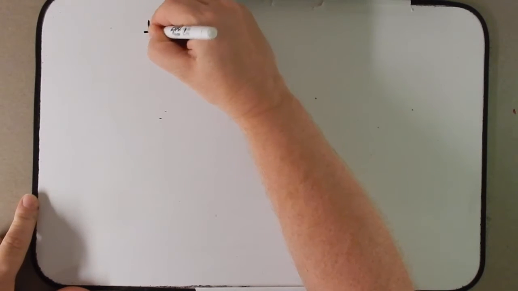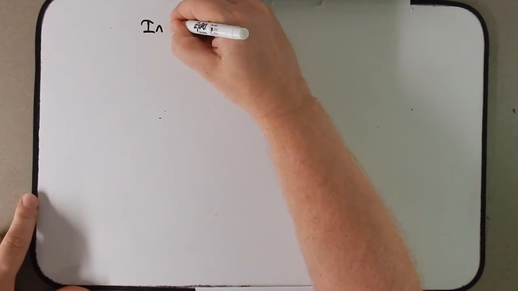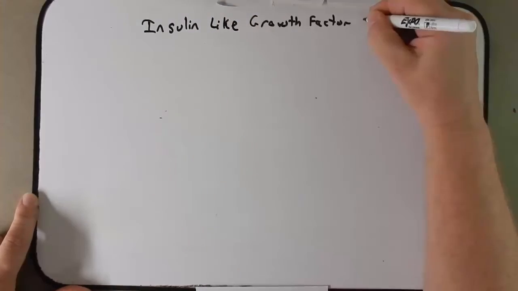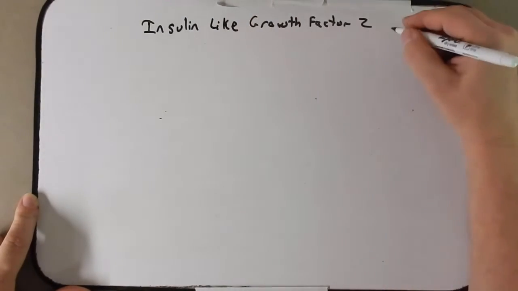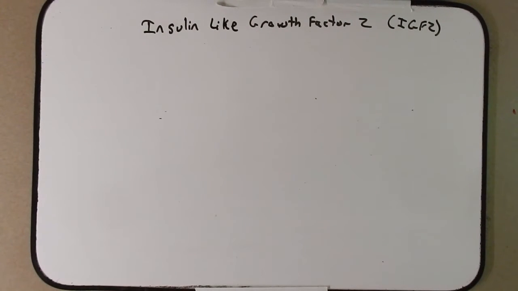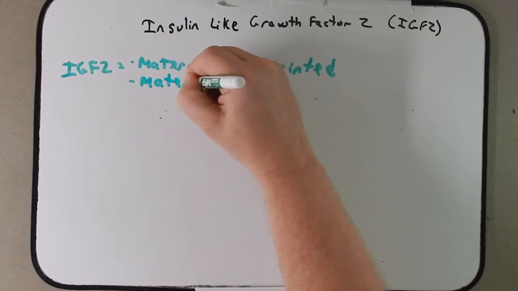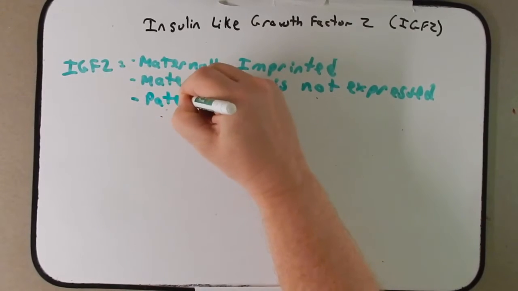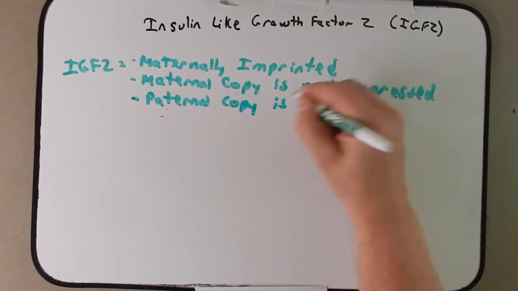Okay, now I'd like to talk about a specific example of what we just talked about on the previous board. And the example I'm going to talk about is a gene called insulin-like growth factor 2, and we're just going to call it IGF-2. IGF-2 is maternally imprinted, which means the maternal copy is not expressed, and the paternal copy, that from dad, is expressed.